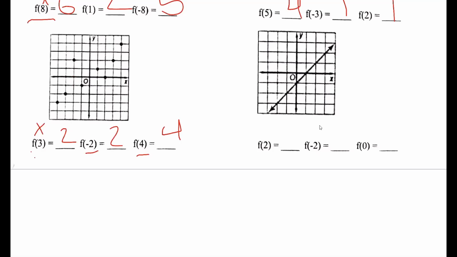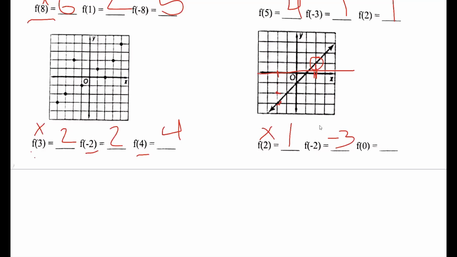I feel like there's got to be a better way to show this, but let's look at one more example. F of 2, so you're going to go to 2 on your x-axis. So 1, 2, you'd be here. Then you want to see how far up or down you have to go to get to your function. You would go up 1 to hit your line. F of -2, you go to -2 on your x-axis, and you want to see how far up or down you have to go to get to your line. Well, you would go down 1, 2, 3.